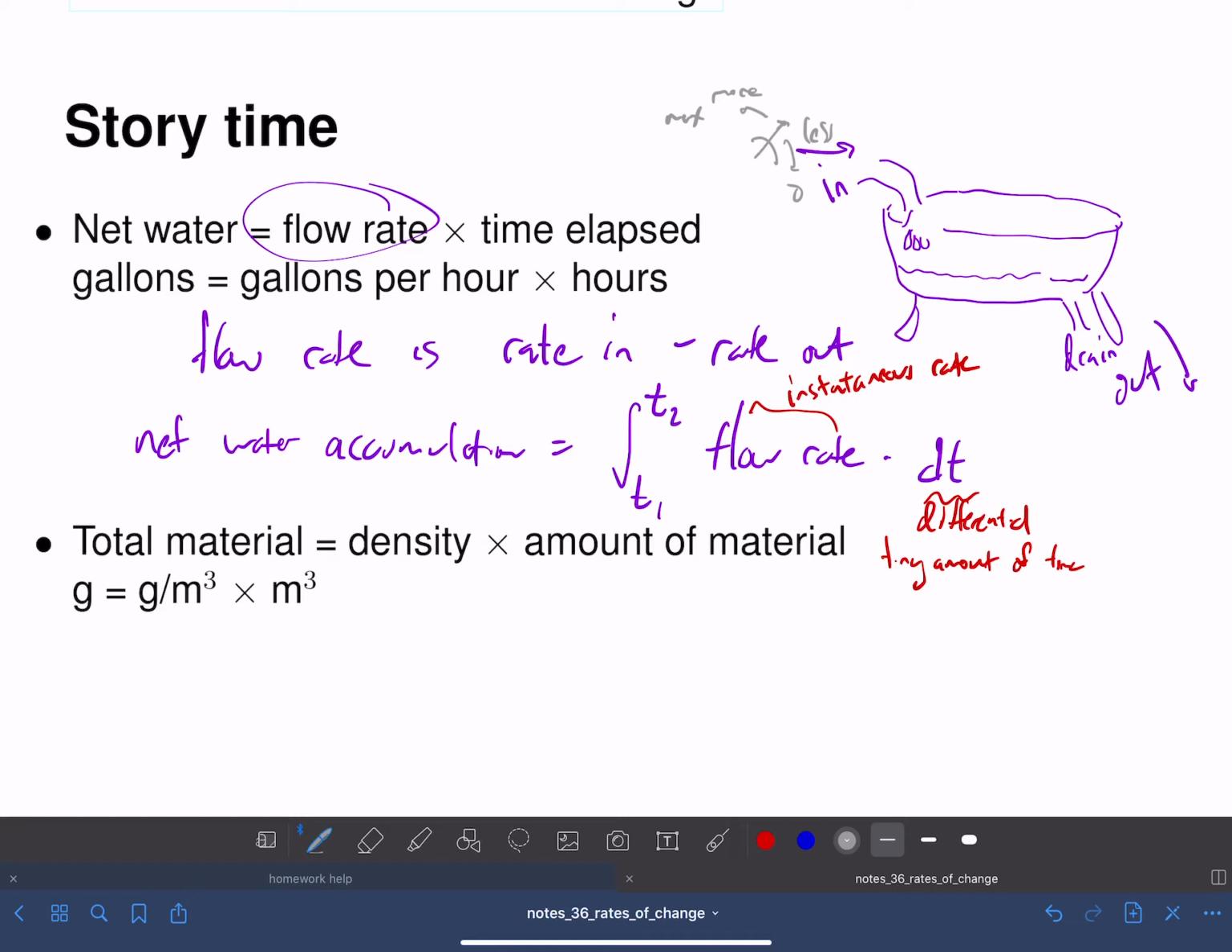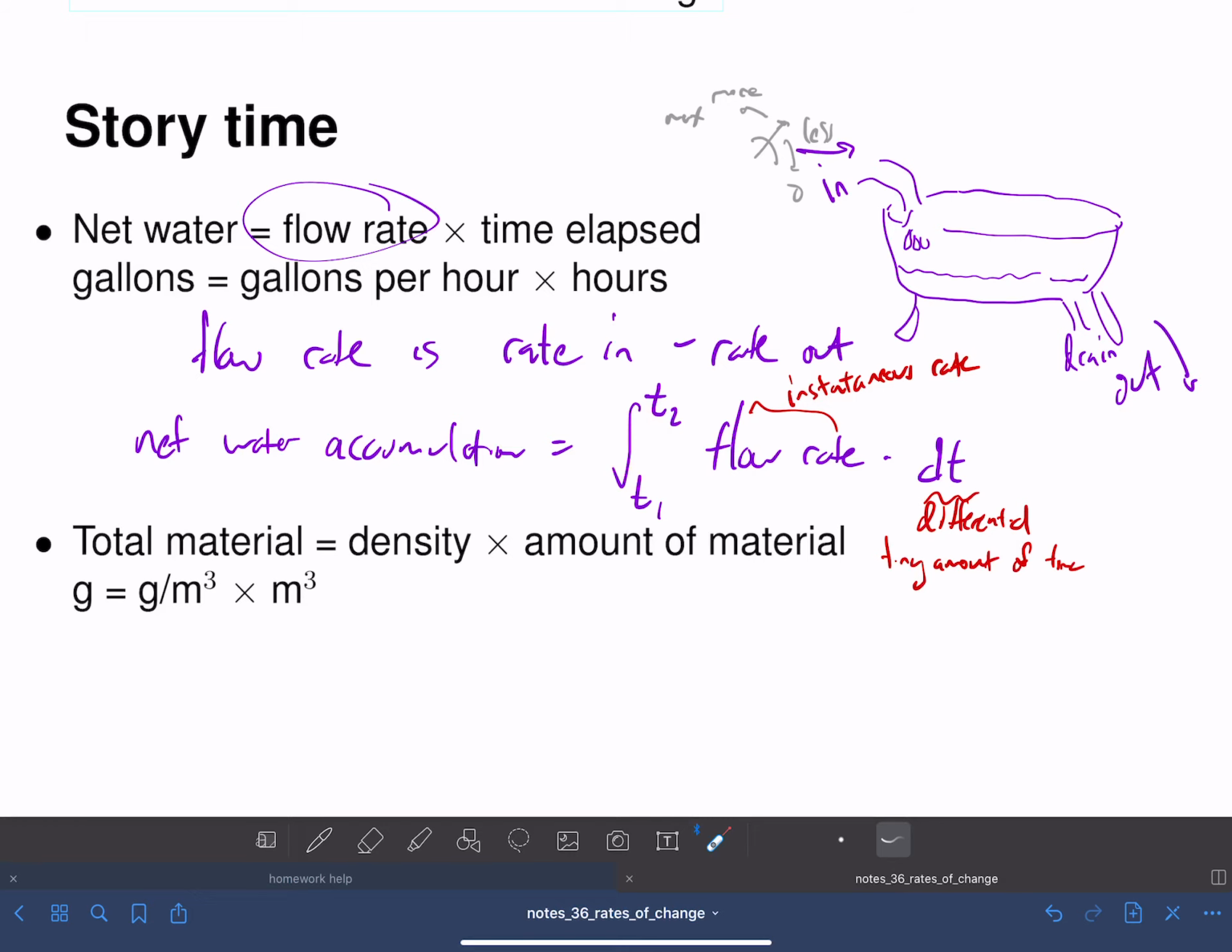And so I need to be able to measure the instantaneous flow rate, and then how long is it flowing at any particular rate? Only for an instant. So dt just represents the accumulation over an instant. And this integral right here, as we know, is just a sum. It's the limit of a sum from some time to some other time.